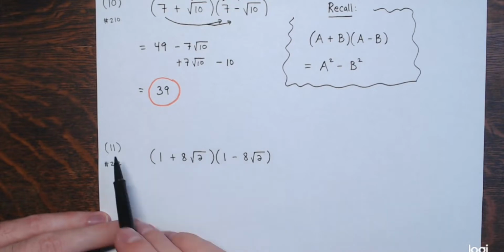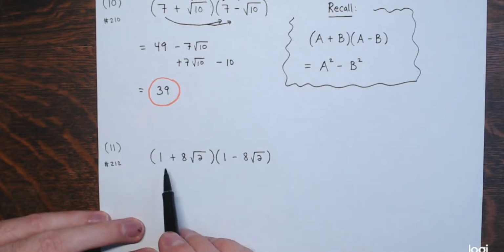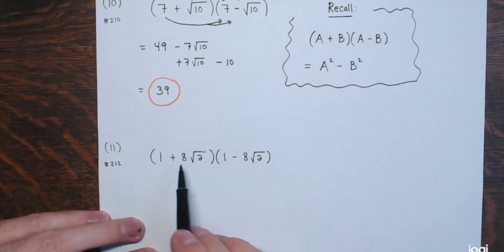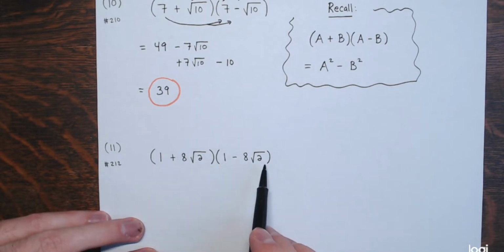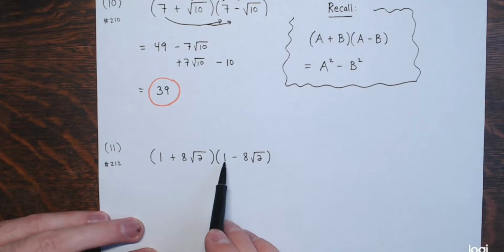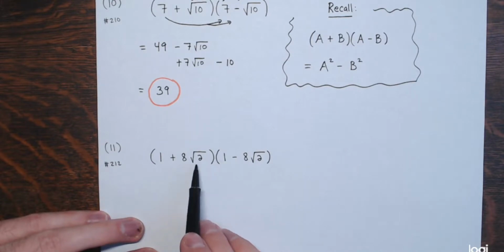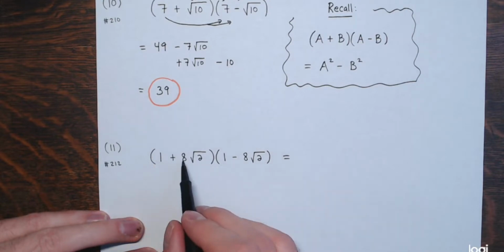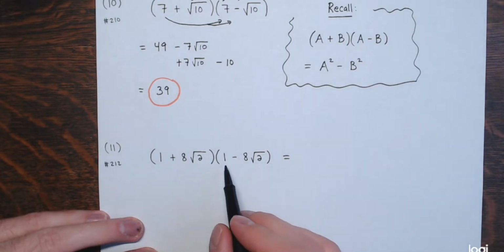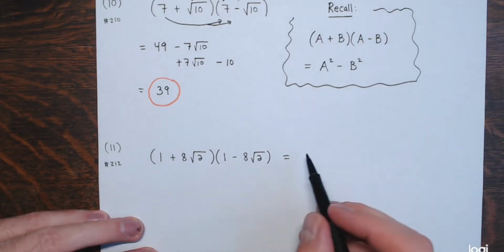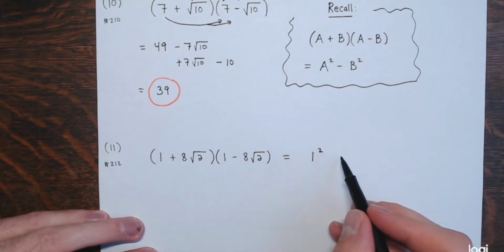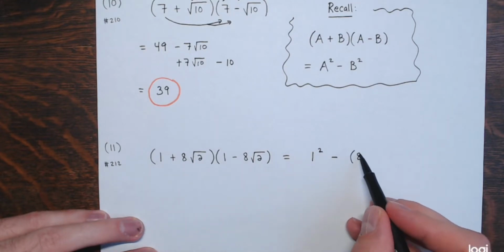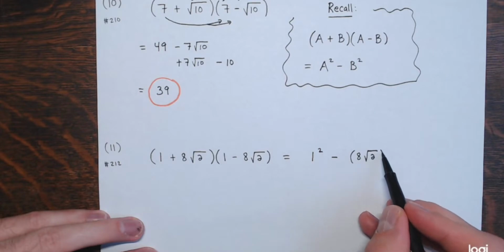So number 11, which is exercise 212, same thing. Multiplying these conjugates, it's a plus b times a minus b, where a is 1 and b is 8 times the square root of 2. So 1 plus 8 times the square root of 2 times 1 minus 8 times the square root of 2 would be 1 squared minus 8 times the square root of 2 squared.